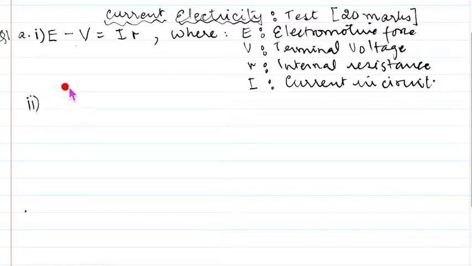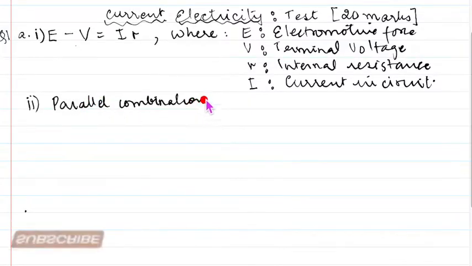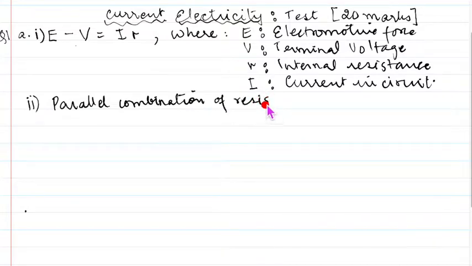Your second part asks us, state the combination of resistors in which the potential difference between each resistor remains the same. So PD remains the same when the resistances are in parallel. Combination of resistances. Underline the word parallel. We come to the third part.